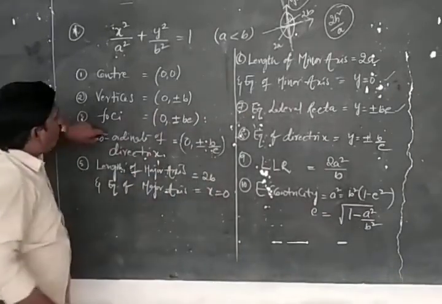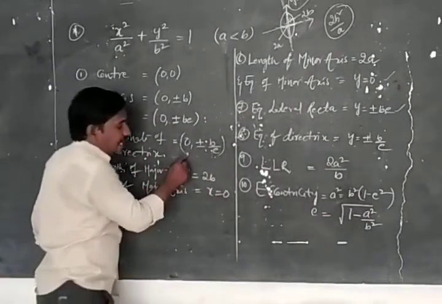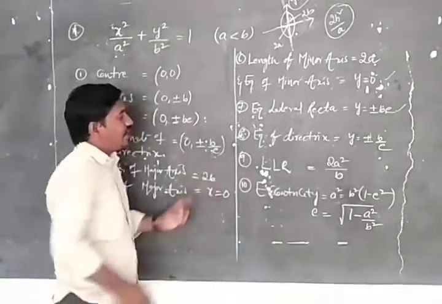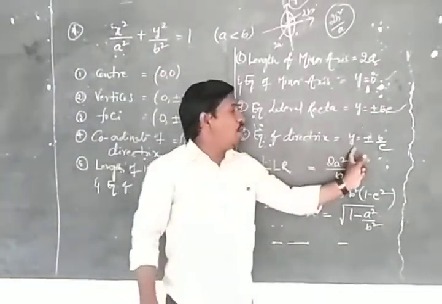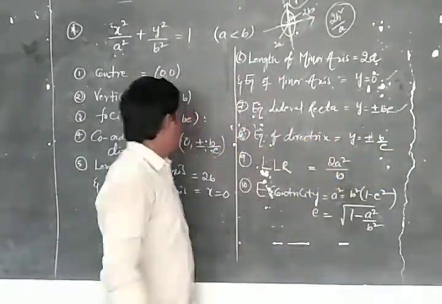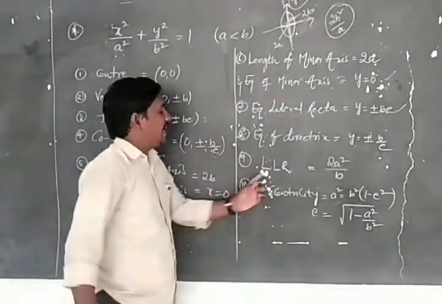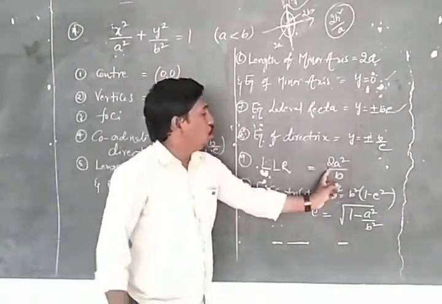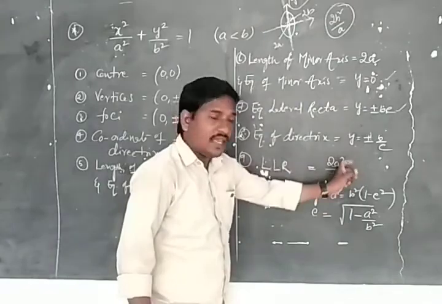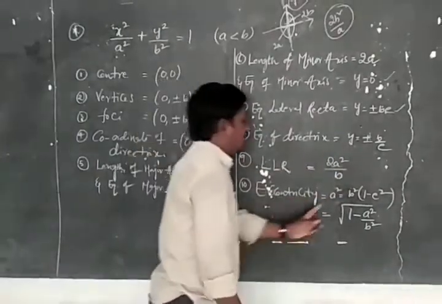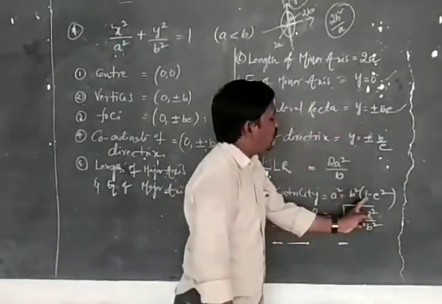from the coordinates of the directrix, this is the x coordinate, this is the y coordinate. So we have to write the equation of the directrix as y equal to plus or minus b by e. Now LLR. LLR means length of latus rectum. This is 2a square by b. And for eccentricity, a square equal to b square into 1 minus e square.